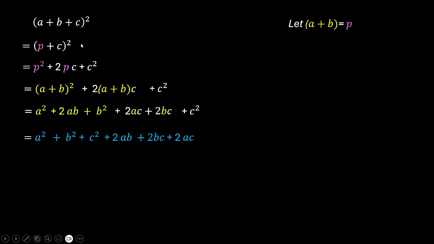So just like in a plus b whole square, we only had one pair possible, ab, and we just wrote 2 as the coefficient, it was 2ab. Here we can have 3 pairs, ab, bc, ac, and we have written 2 as the coefficient. So this is one way you can use to help memorize this. a square plus b square plus c square, then the 3 pairs, 2ab, 2bc, 2ca. Okay. Now the next identity is a bit trickier.